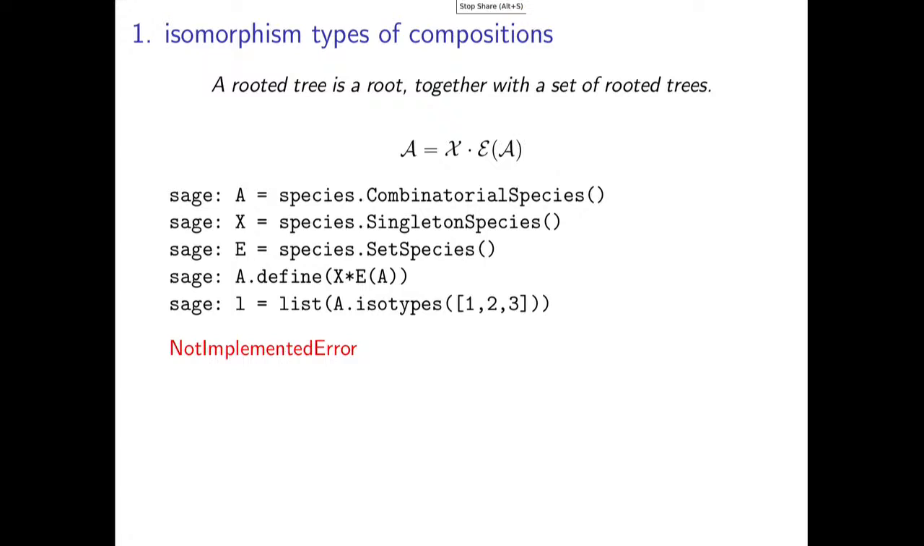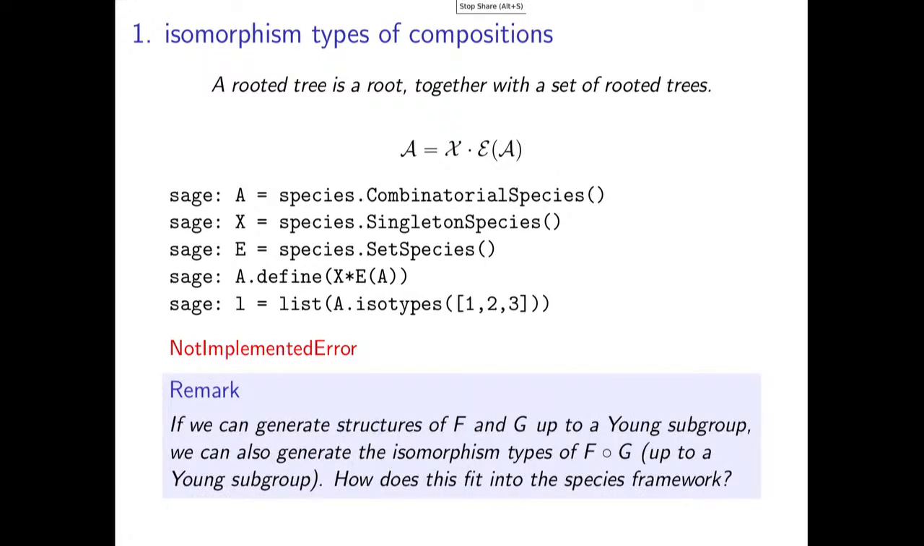And the reason is it's actually not quite easy to implement this. What you would need to be able to produce representatives for isomorphism types is to actually generate isomorphism types for young subgroups. You have to go a little bit further. And this is something we definitely want to have eventually. And it's not completely clear how to design this in a nice way, and an efficient way.